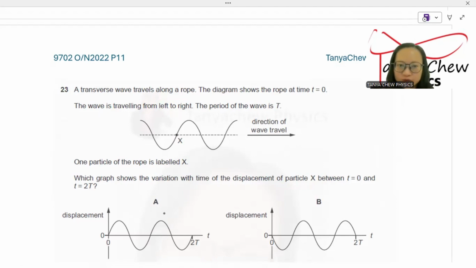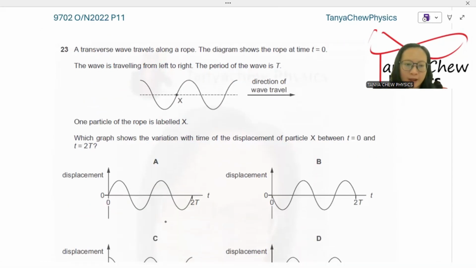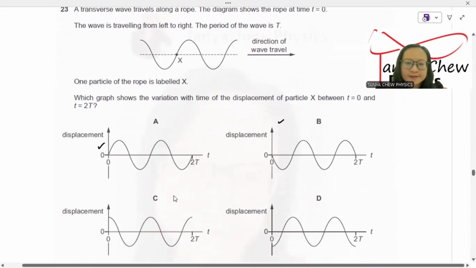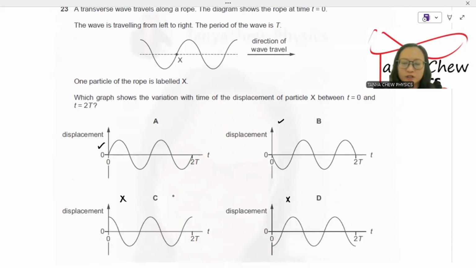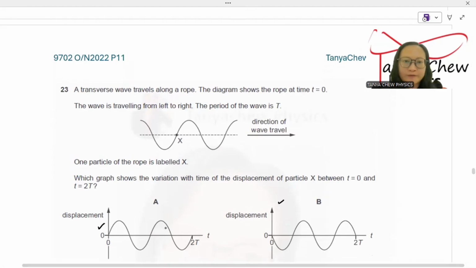I want you to see this. At time equal to 0, look at X. X is at equilibrium position. When X is at equilibrium position, X must start from 0. A is correct, B is correct. Say no to C, say no to D. Why? Because at time equal to 0, X seems to have displacement, but X is located at equilibrium position. Since the wave is traveling from left to right, maybe you draw another wave, shifting the crest and the trough a little bit to the right.